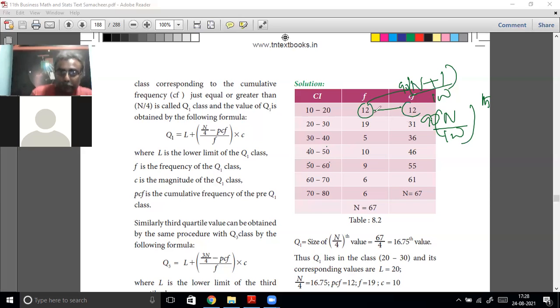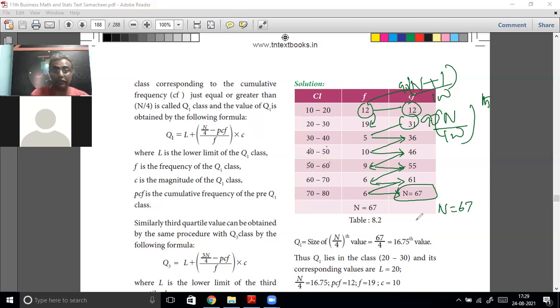12, 12 plus 19, 31. 31 plus 5, 36. 36 plus 10, 46. 46 plus 9, 55. 55 plus 6, 61. 61 plus 6, 67. That is only n. N is equal to 67. This time you should not use n plus 1.